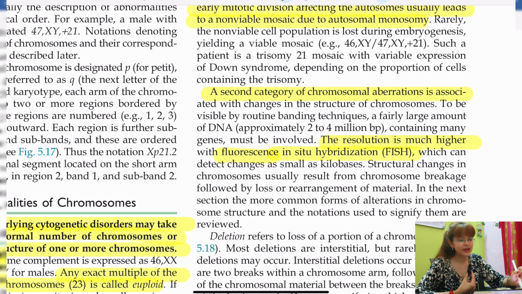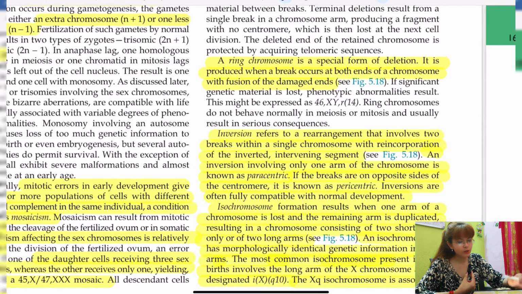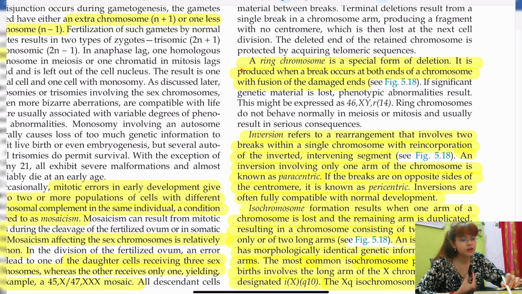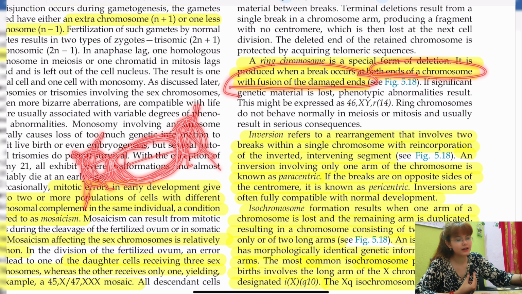What we can see here is that FISH is a better method by which we can do this kind of study. Now, these points are also important to understand: what is a ring chromosome, what is inversion, what is isochromosome. So, what is a ring chromosome? It's a special form of deletion in which a break occurs at both ends of a chromosome with fusion of the damaged ends. So if this is a chromosome, basically this part and this part are broken off and then these two parts are joined. So this is a ring chromosome, it's forming a ring, but these two parts are already broken or damaged.